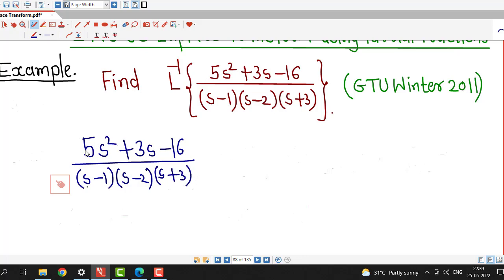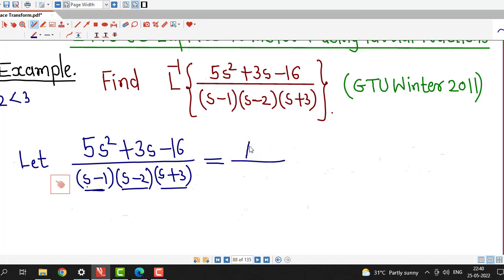So we can see that the degree of numerator is 2 and the degree of denominator will be 1 plus 1 plus 1, that is 3. So the degree of numerator is strictly less than the degree of denominator, and therefore this is a proper rational function. And we know that if we have a proper rational function, then partial fraction decomposition is possible.